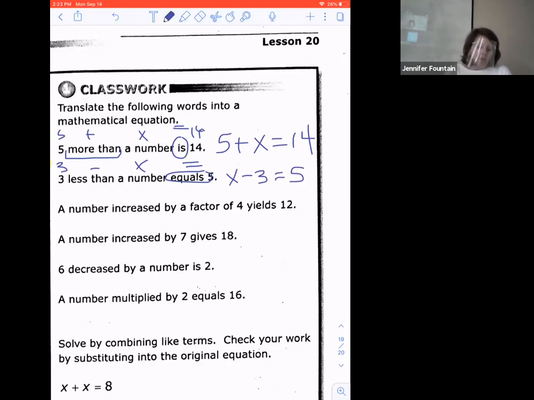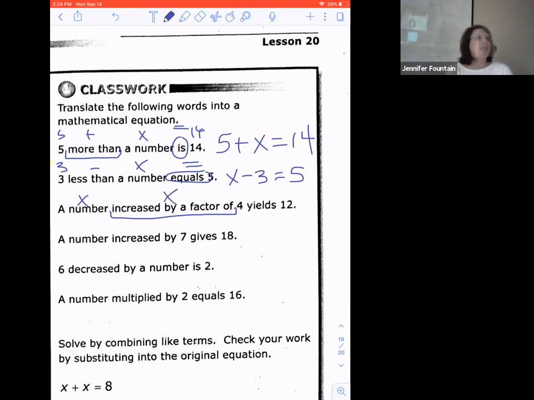The next one says a number, we know that's going to be our variable, increased by a factor of. Increased by a factor of. What operation was that one? Addition? Close. Multiplication. Increased by a factor of. The key word there is factor, and I know that factors are numbers that multiply together. So I know that's going to be multiplication.